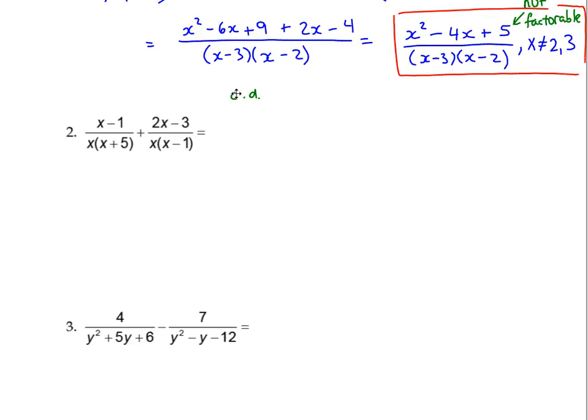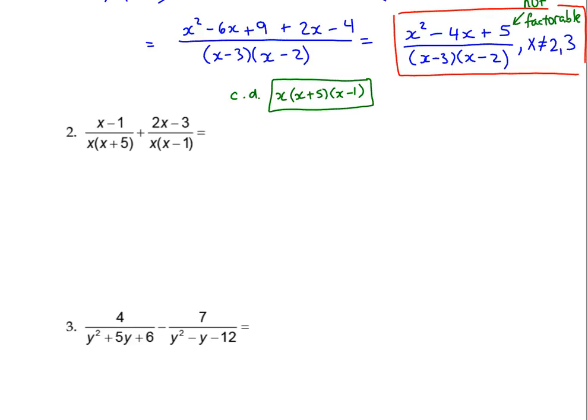Okay, so what's common? They each have an x. Okay, would I need to include it twice? No. And then each factor. So we have x plus 5 and x minus 1. Just a product of all the factors represented. If it shows up at both, we only need it once in our common denominator.